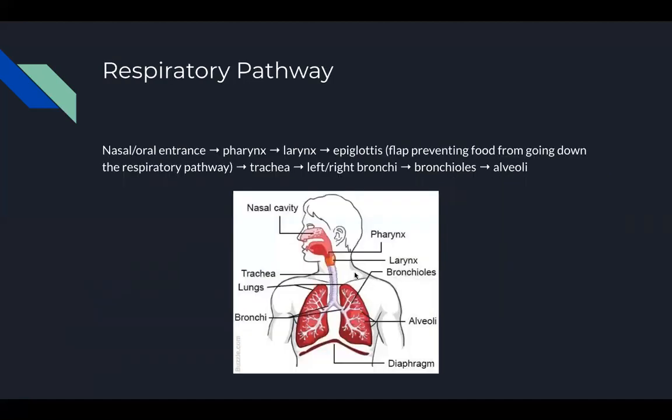Okay. So the respiratory pathway is pretty straightforward. The air enters through your nasal cavity or your mouth, depending which way you breathe. Then it goes into your pharynx, and then your larynx, and then your epiglottis. Your epiglottis is somewhere here, and it is a flap. It's made of fat, and it prevents food from going down your respiratory pathway.